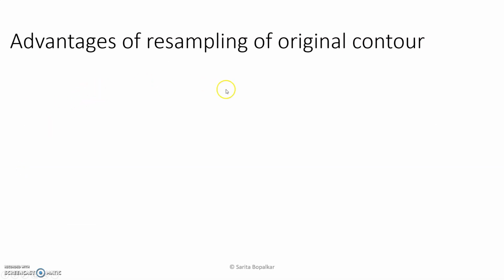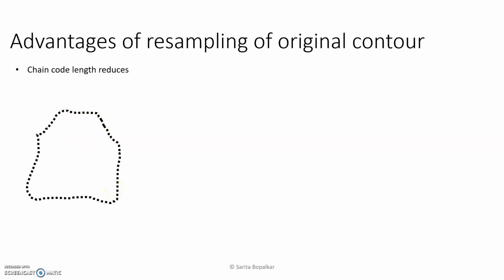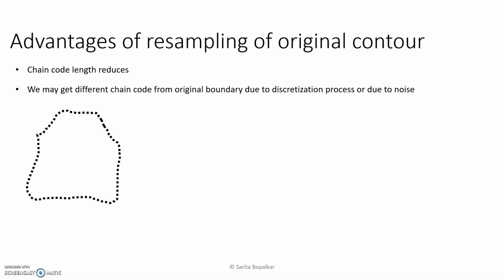So the advantages of resampling the original contour. This is our original district point contour. First advantage is it reduces the length of the chain code. Instead of taking all the points, these points we can assign to the grid points. One more advantage is we may get a different chain code from the original boundary due to the discretization process or due to noise. What does this mean? Let's take some subsequent points from this chain code.